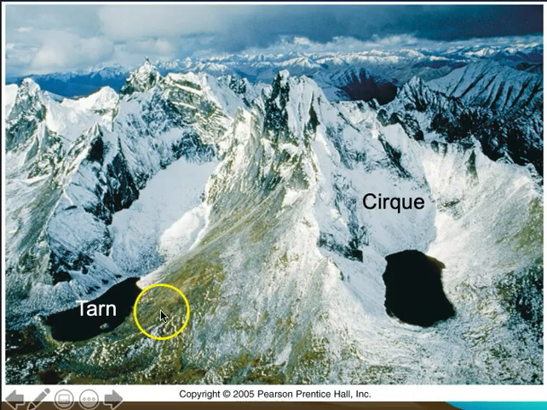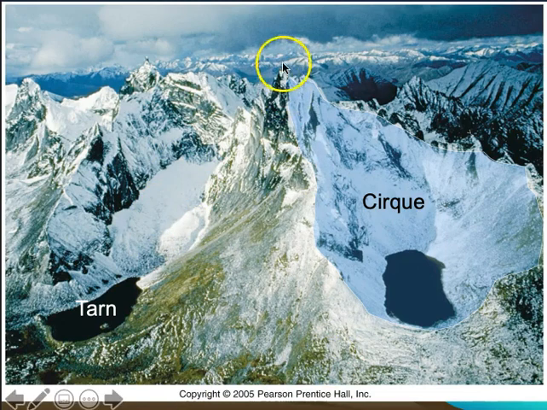This photograph has a nice example of a cirque and a tarn. The cirque being this here. There's a tarn and another tarn there. This would be another cirque here. It still contains a small glacier.